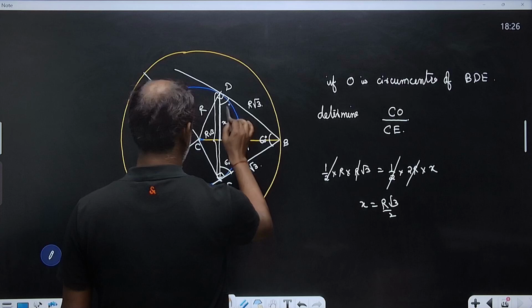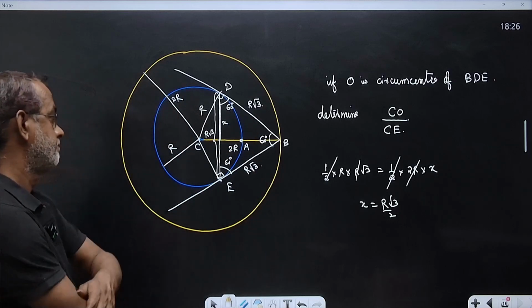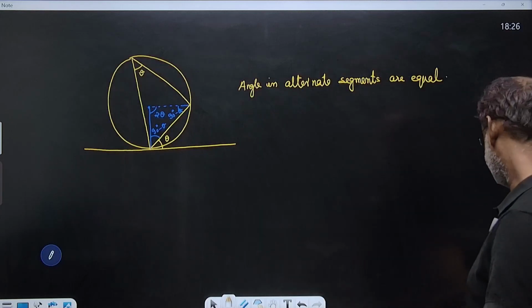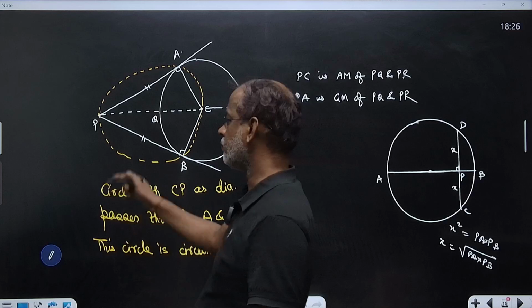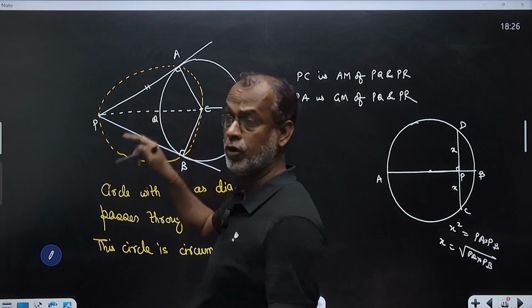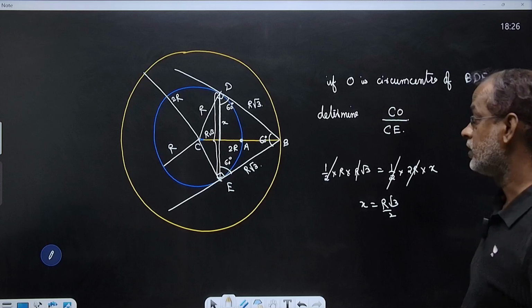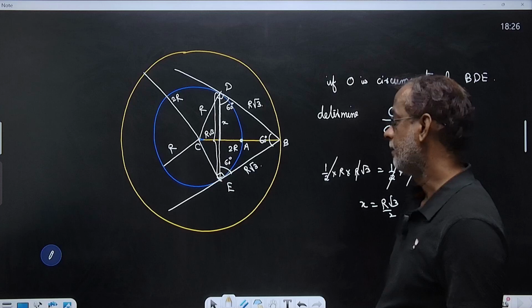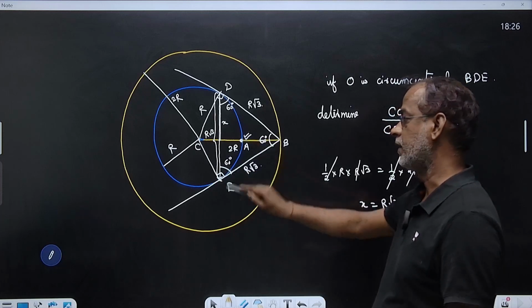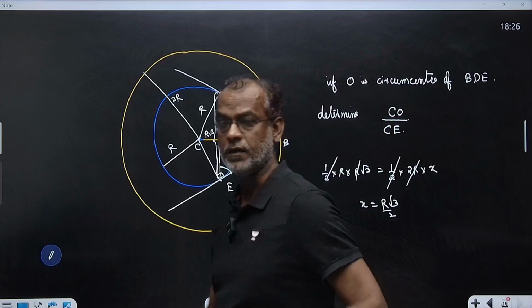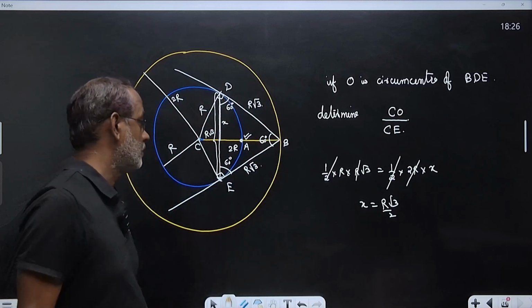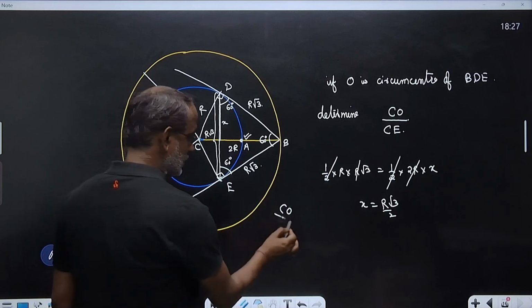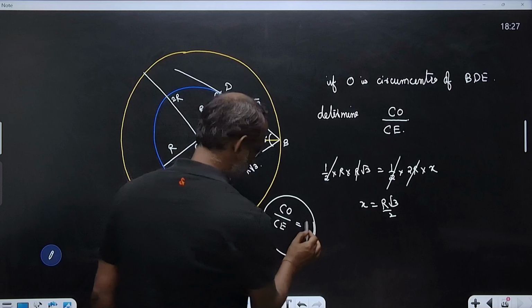Now we can safely say they are all 60 degrees. Now, just some moments ago we said the circumcenter of PAB is the midpoint of PC. So the circumcenter of this triangle is the midpoint of BC, which is nothing but A. Since this is an equilateral triangle, A will coincide with O. So what is the answer? CO by C is simply 1. Got it?